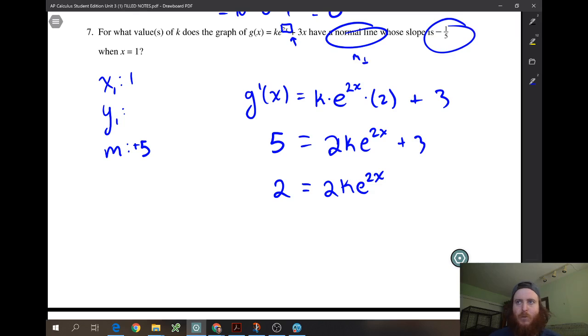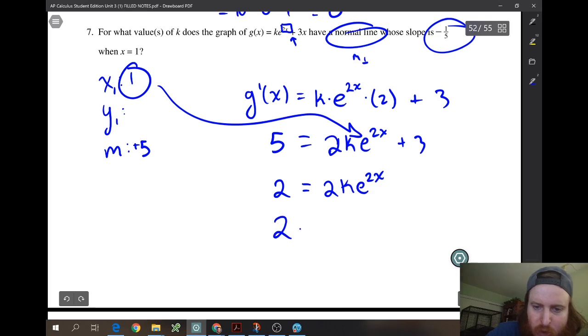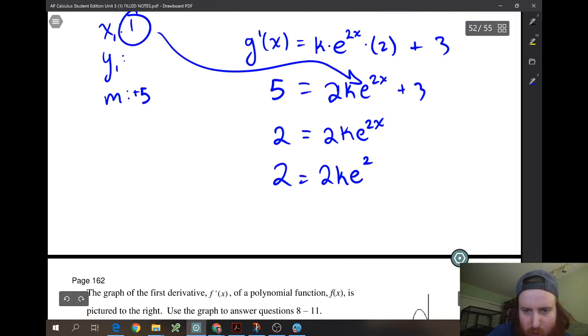So what we can actually do is plug in, we know x is 1, so we can just plug that in. So we can say 2 equals 2k e to the 2 times 1, which is just 2. So now let's solve for k. First I'll divide by 2. 1 equals k times e squared, and then we can divide by e squared. So 1 over e squared equals k. So that's our answer, 1 over e squared.